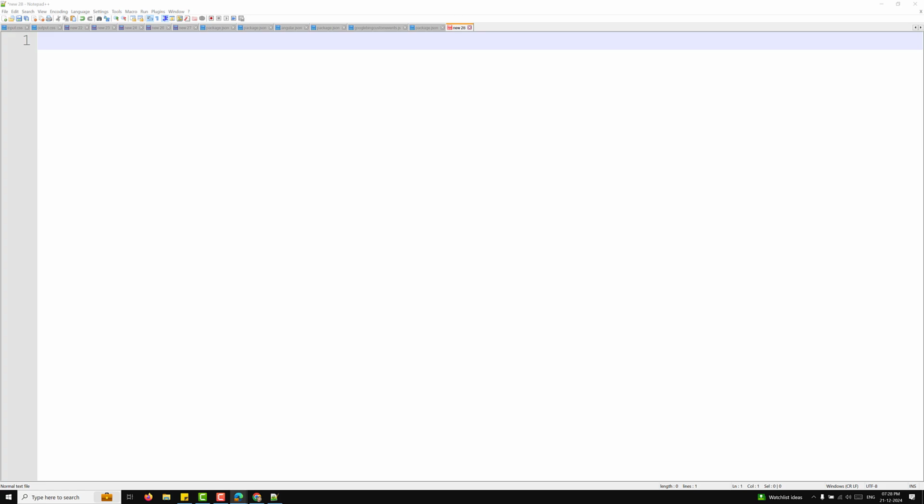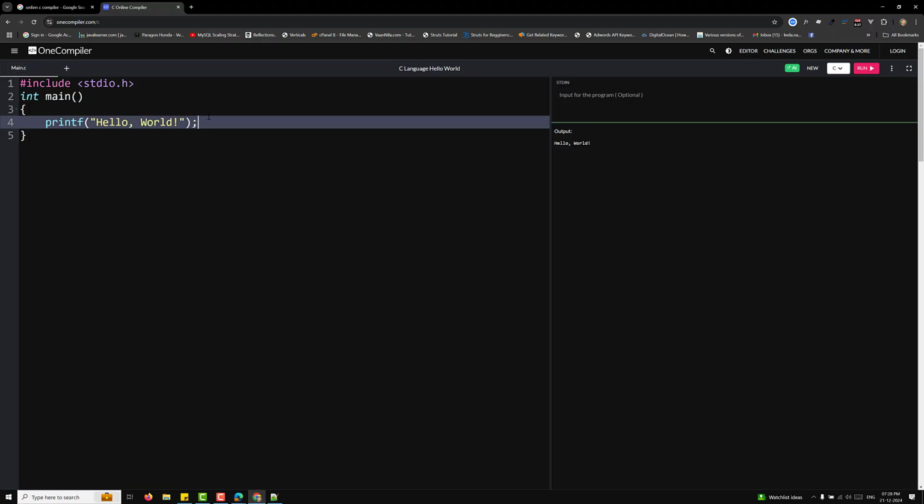Let's see our program for this profit or loss calculation. I will be using the online editor for this one. Here I will return 0, which means success. Now we will have float variables: cost price, selling price, profit, and loss.